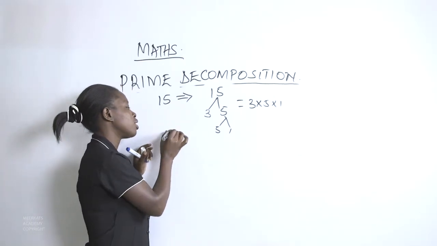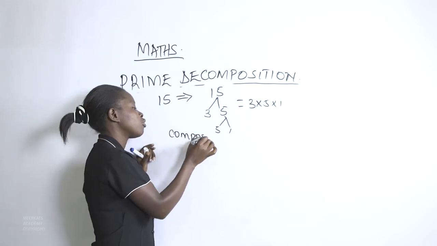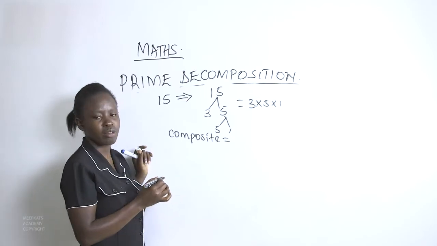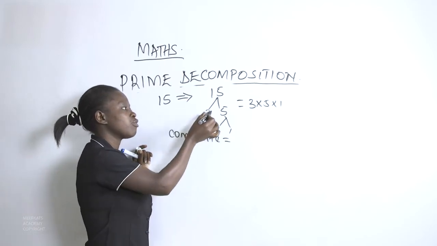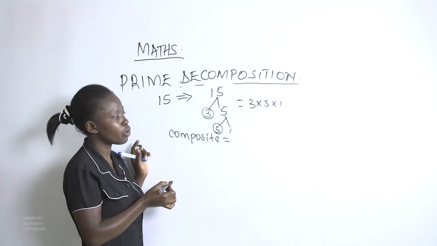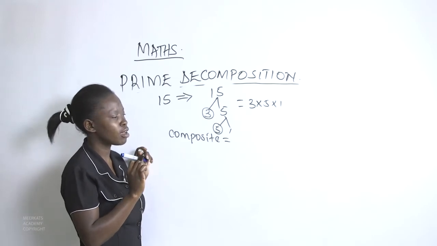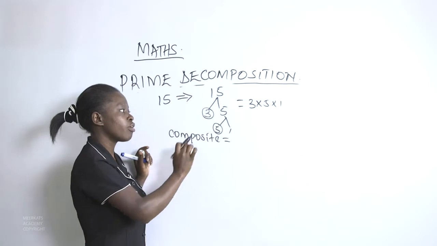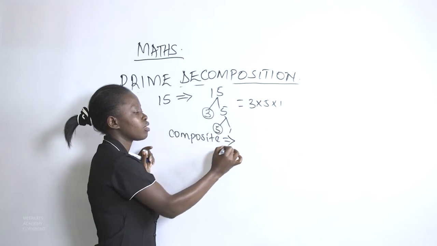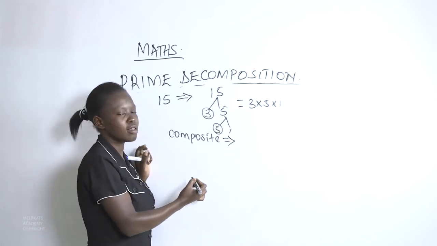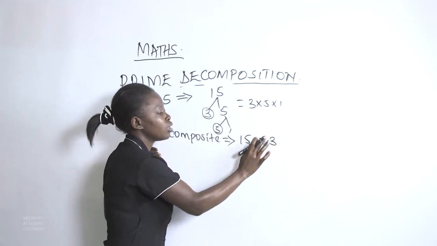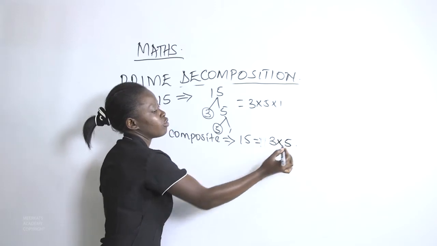So meaning 15 is a composite number. So 15 being a composite number, we can express it as a product of its prime factors. And the prime factors that are making up 15 are 3 and 5. Keep in mind, we said that 1 is not a prime factor because it only has one factor. Prime factors have two factors, but 1 is not a prime factor. So in this case, I'm only having 3 and 5 as the prime factors. So expressing my composite number 15 as a product of its prime factors, 15 will be equal to 3 times 5.